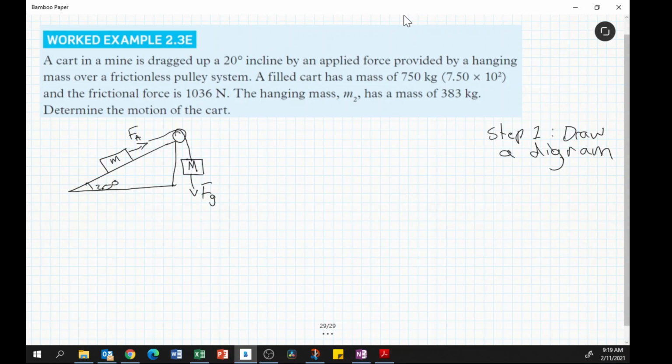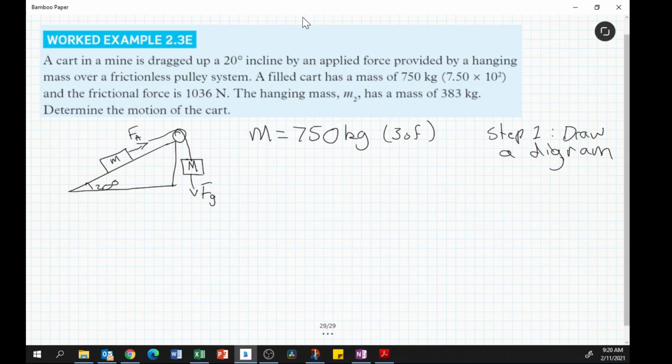Okay, so dragged upwards, 20-degree incline by an applied force provided by a hanging mass over a frictionless pulley system. A filled cart has a mass of 7.50 kilograms. So this m is given to us as 7.50 kilograms. And they clarify that that's 3 sig figs by giving us the decimals like that. They didn't have to include that 0. They chose to, so it's important.